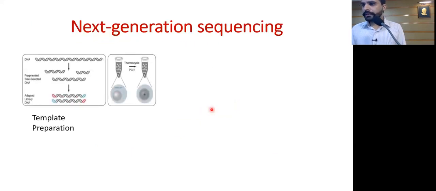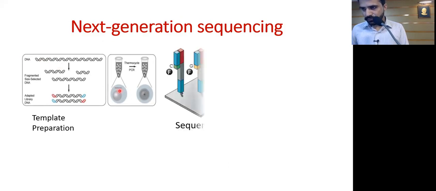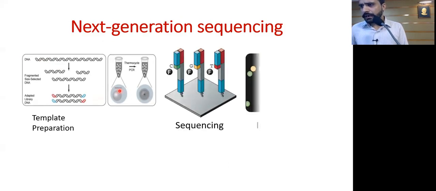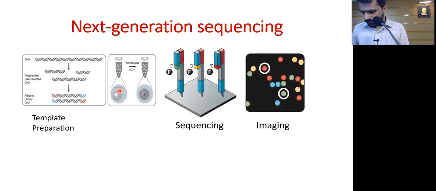In a next generation system, the common workflow is that we first perform library preparation. That is, we take DNA and fragment it, perform size selection and attach some adapters. This prepared library is used for sequencing, and later on we analyze the data.